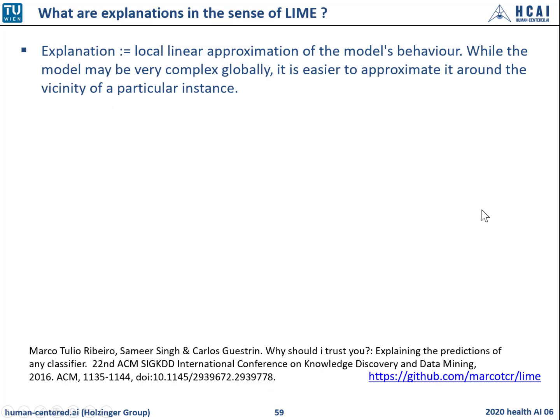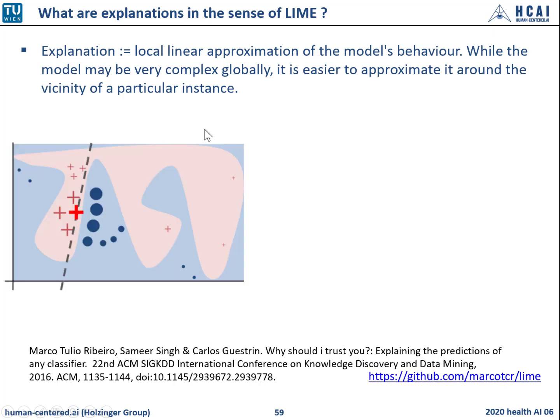Okay, so what are explanations in the sense of LIME? Explanation here is a local linear approximation of the model's behavior. So while the model may be very complex globally, it is easier to approximate it in the vicinity of a particular instance. And look at this image. The model's decision function is represented by the blue-pink background here, and this is clearly very difficult, highly non-linear. And the bright red cross is the instance being explained. So let's call it X, for example.